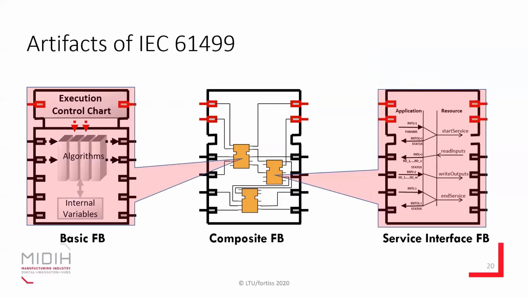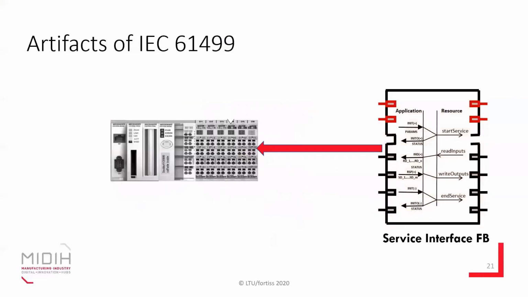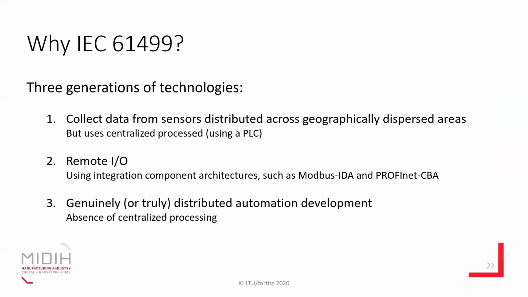The composite function block itself is made up of no such state machine or algorithms, but it is composed of other function blocks. It can be a basic function block, it can be a service interface function block, or it can be some other composite function block itself. And for things that are hardware dependent or specific to particular hardware, you write something called service interface function blocks that are specifically meant to run on specific hardware only.